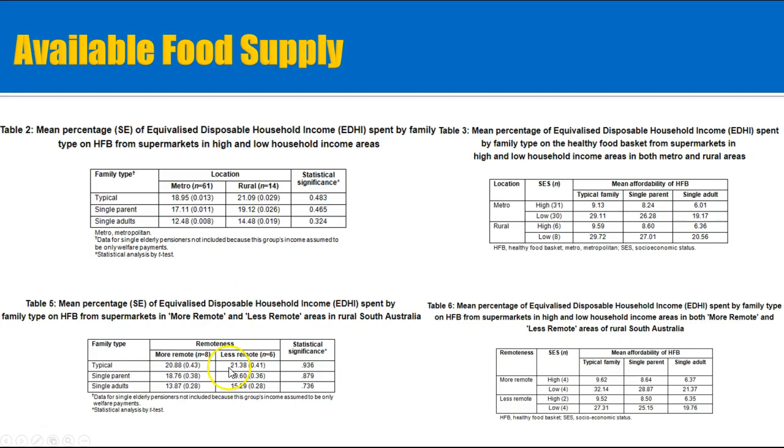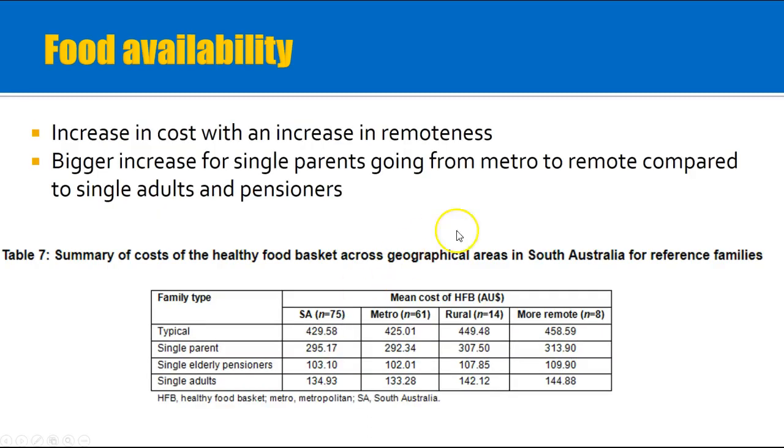What you will notice if you look at table 5 is that the more remote the area, the higher the cost of food is. And this specifically impacts low socioeconomic people, particularly families as well. So in summary of those 4 tables, you have an increase in cost with an increase in remoteness, and a big increase for single parents going from metro to remote compared to single adults and pensioners. And socioeconomic status does have an impact as well on the portion.